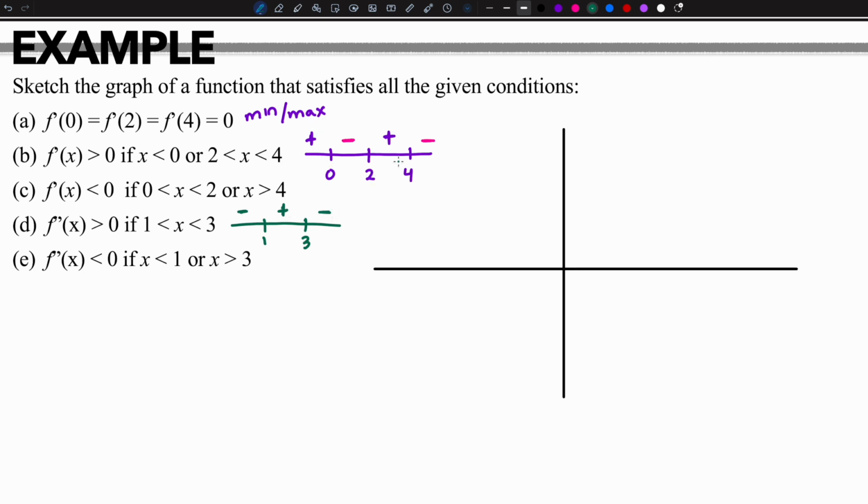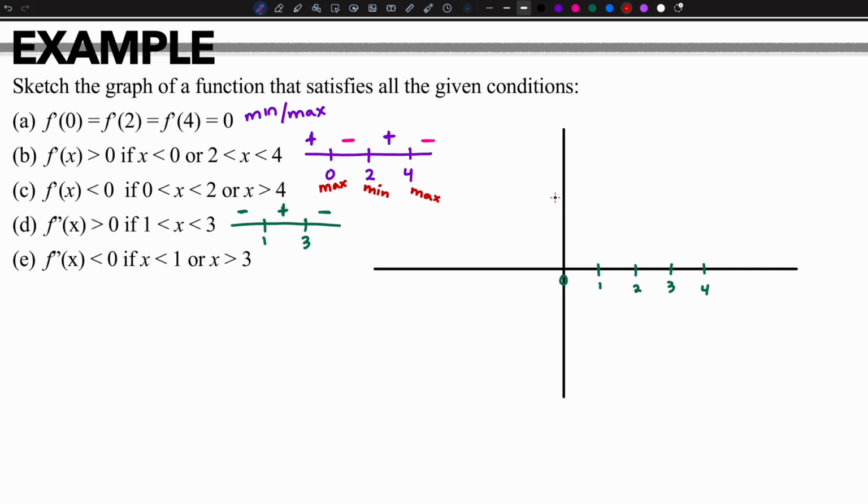And we also know that 0, 2, and 4, so here's 0, here's 2, here's 4, here's 1, here's 3. So we know that at 0, at 2, and at 4 the derivative is 0. We also know that at 0, this is a max because it went from increasing to decreasing. It's a minimum at 2 because it went from decreasing to increasing, and then there's another max at 4. So I'm going to go ahead and sketch this part. We don't know where it's happening on the graph. We just know that at these x values.